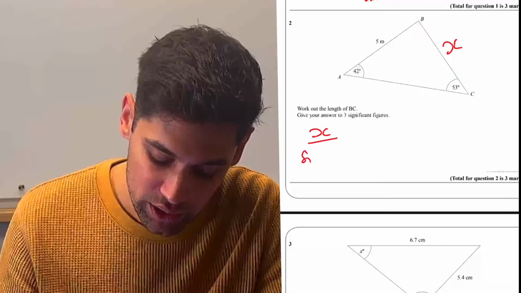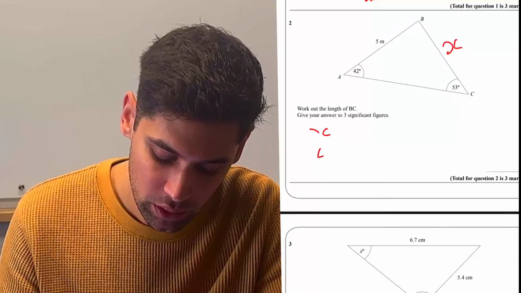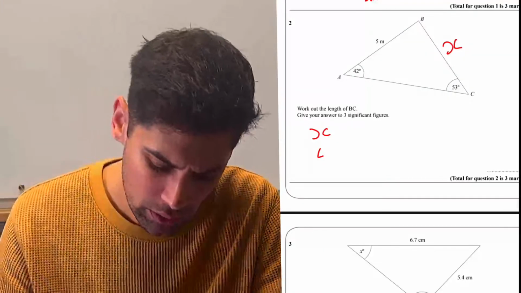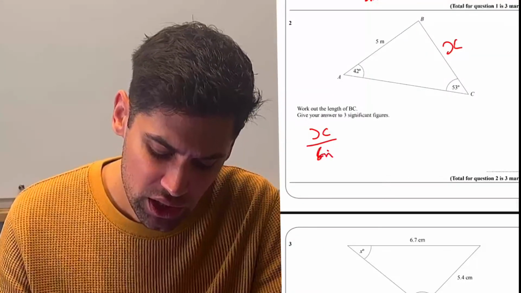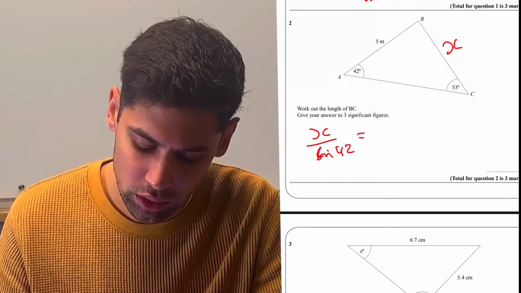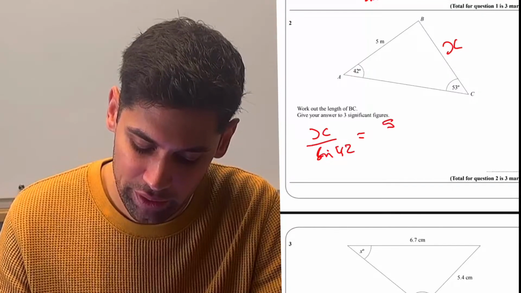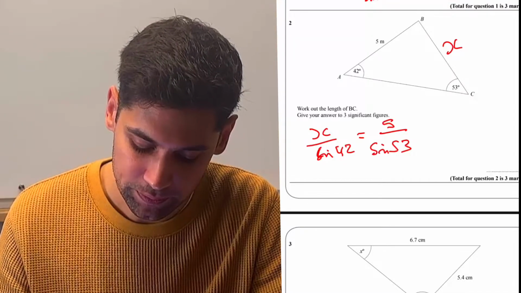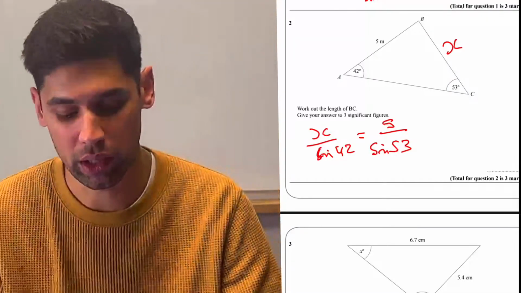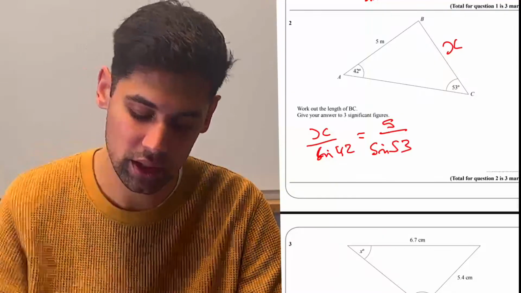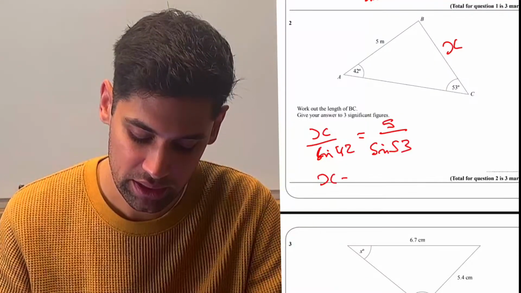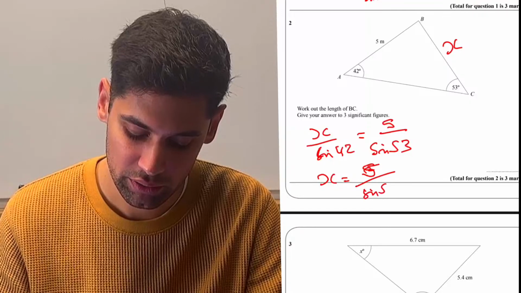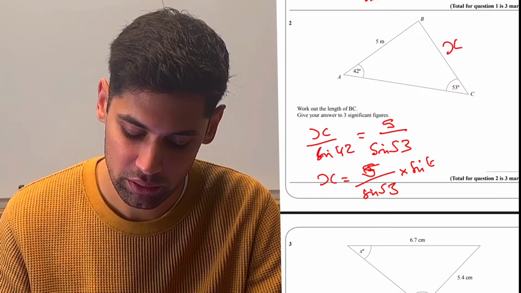X over sine 42. Keep pressing the eraser button on this pen. It's newfangled technology for me. Still getting used to it, so I do apologize. Sine 42 equals 5 over sine 53. And very simply, we're going to multiply the sine 42 over to the other side to give us x equals 5 over sine 53 times sine 42.